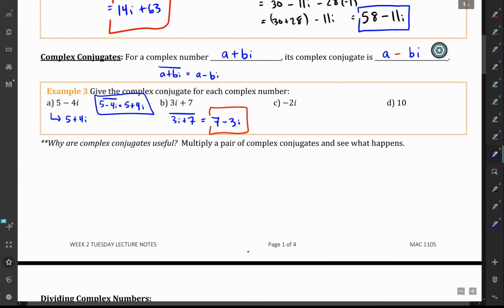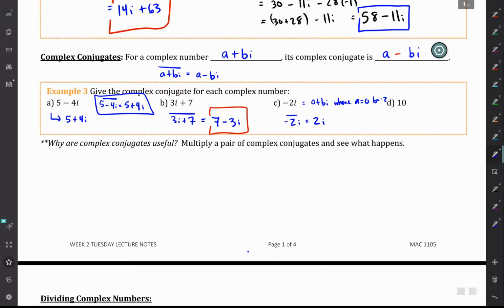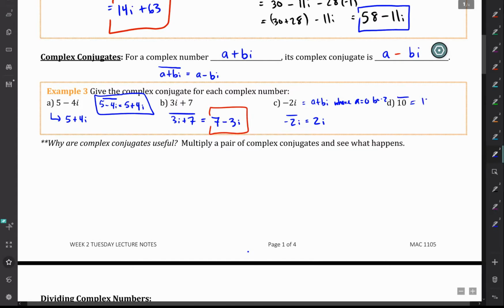So in this case, this is negative 2i. That's like a plus bi, where a equals 0 and b equals negative 2. So if you look at it that way, the complex conjugate of negative 2i is just positive 2i. And then finally for D, a is 10 and b is 0. So the complex conjugate of a real number is just 10. You don't change any signs at all because there's no imaginary part.